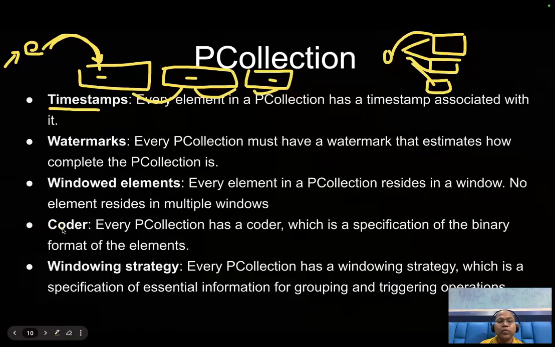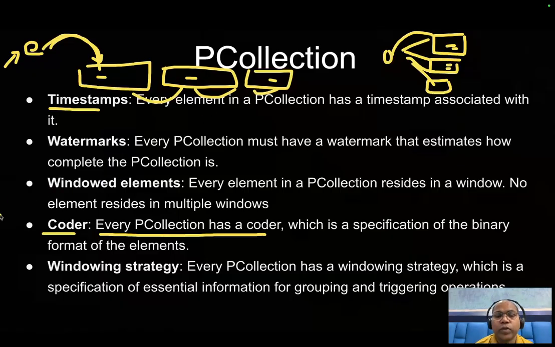So for those scenarios, there is a concept: every PCollection has a coder. Here we can specify the mechanism we are going to use for encoding and decoding. Whenever data is going to be transferred from one machine to another, it must be encoded as serialized data. Whenever it is going to be processed by the machine, it needs to be deserialized so that the processing can happen. So every PCollection is associated with a coder.